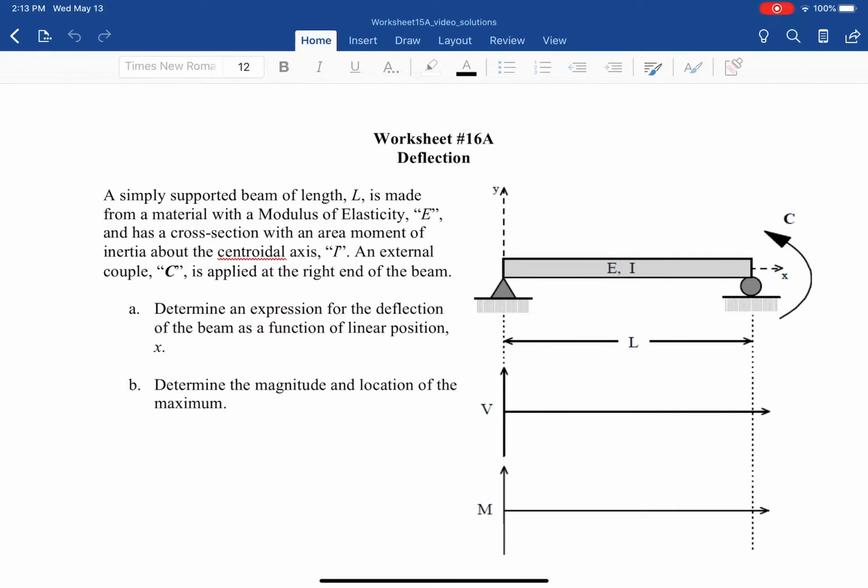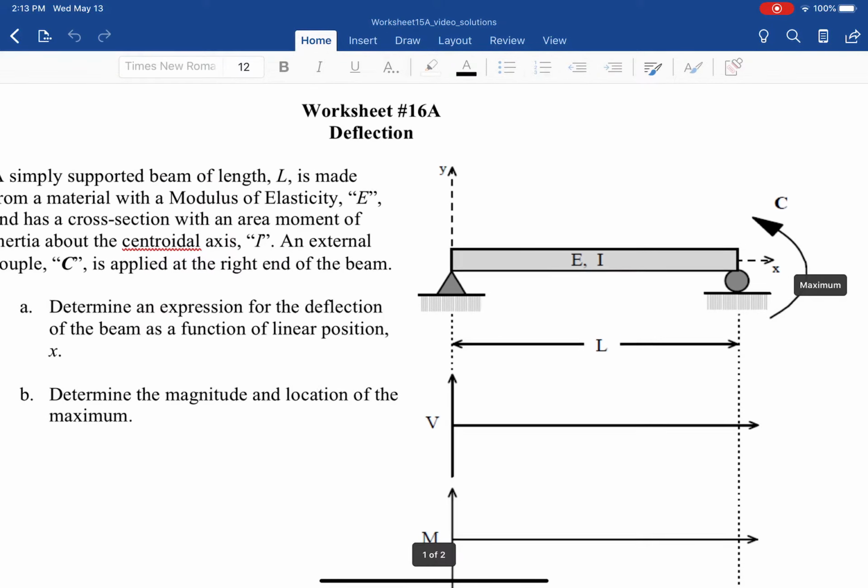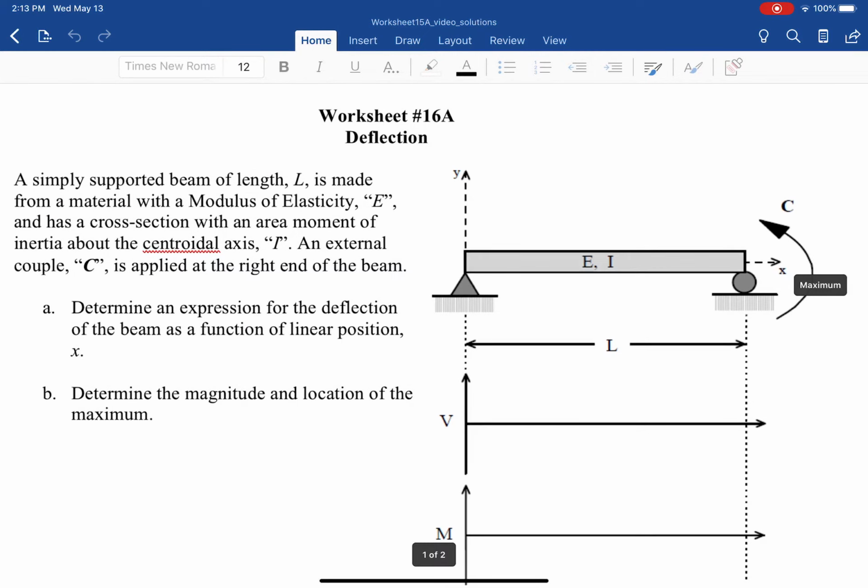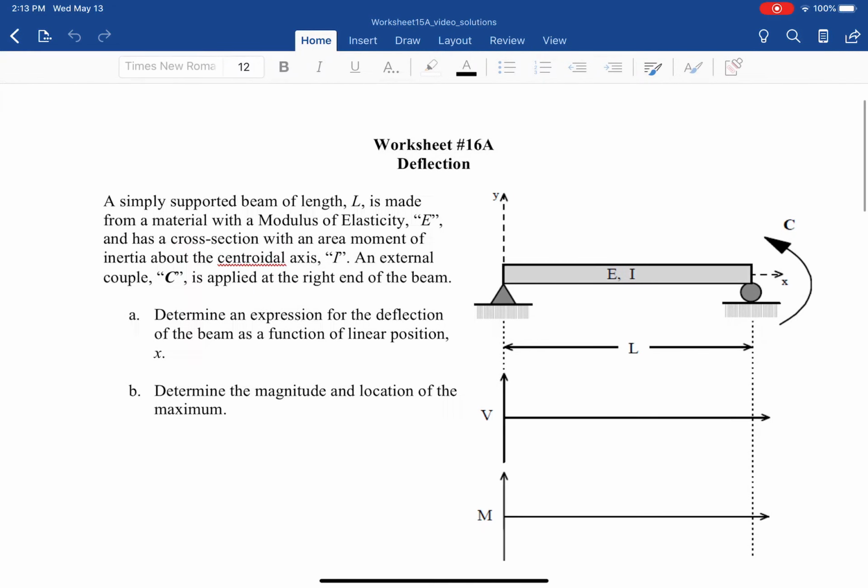Worksheet 16a, deflection. A simply supported beam of length L is made of material with a modulus of elasticity E and has a cross section with an area moment of inertia about the centroidal axis I. They give us an external couple C applied on the right end of the beam, with the x-axis and y-axis defined as shown.